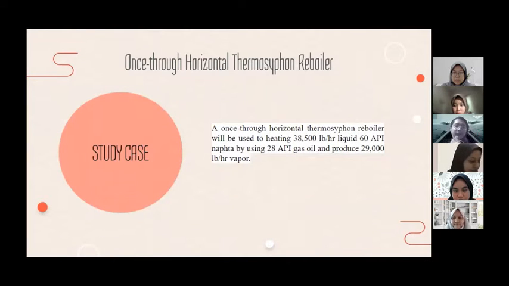Okay, here is the case study about the 1-shell horizontal thermosiphon reboiler. The 1-shell horizontal thermosiphon reboiler will be used to heat 38,500 pounds per hour of liquid 60 API naphtha by using 28 API gas oil and produce 29,000 pounds per hour of vapor.